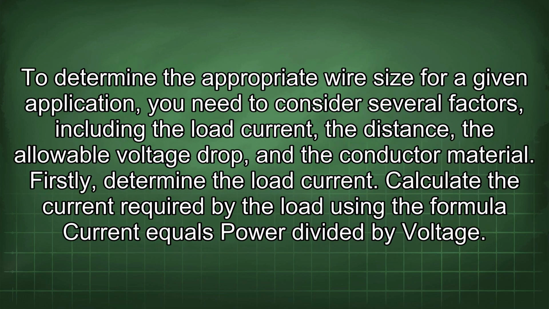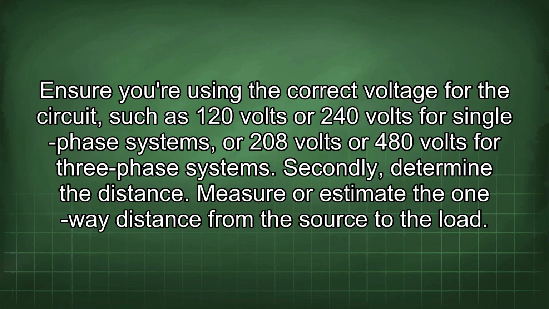To determine the appropriate wire size for a given application, you need to consider several factors, including the load current, the distance, the allowable voltage drop, and the conductor material. Firstly, determine the load current. Calculate the current required by the load using the formula current equals power divided by voltage. Ensure you're using the correct voltage for the circuit, such as 120 volts or 240 volts for single-phase systems, or 208 volts or 480 volts for three-phase systems.